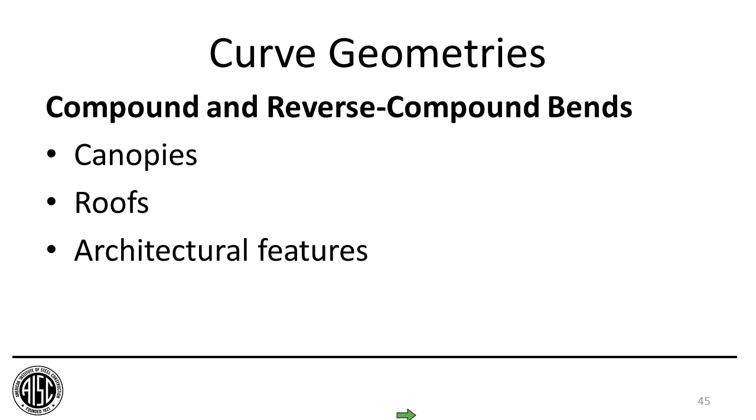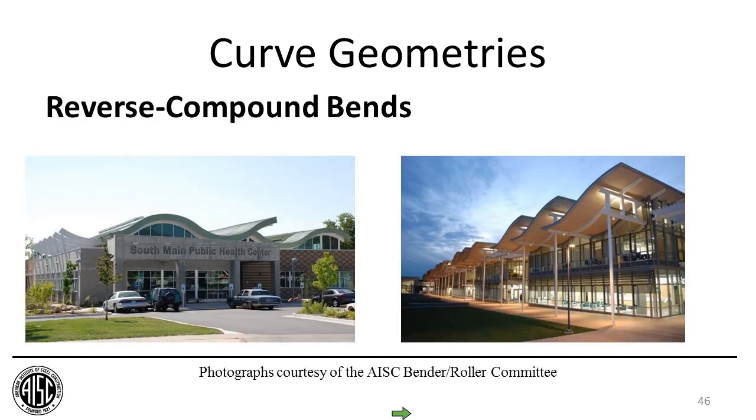So these reverse compound and the compound bends are typically used for the same thing as the off-axis: canopies, roofs, architectural features, and you can see the nice effect that it has on the roof here and on the canopies on the right-hand side there.